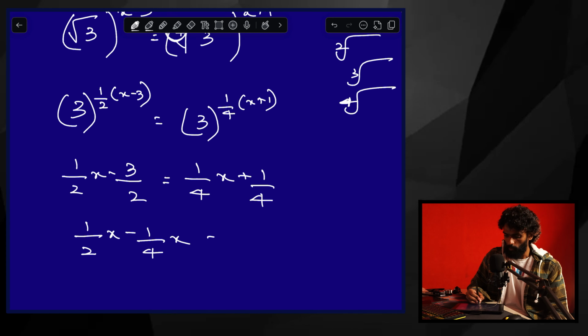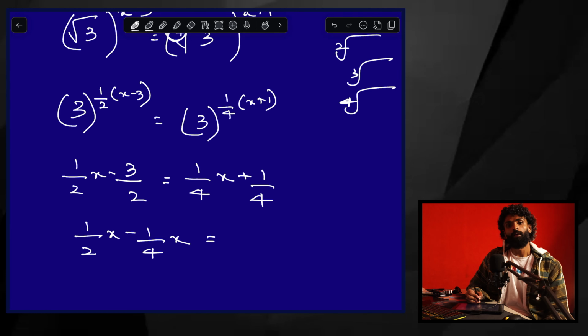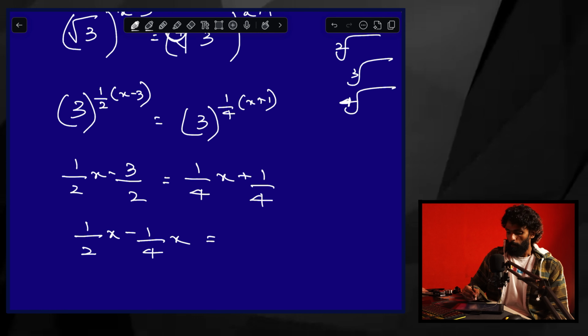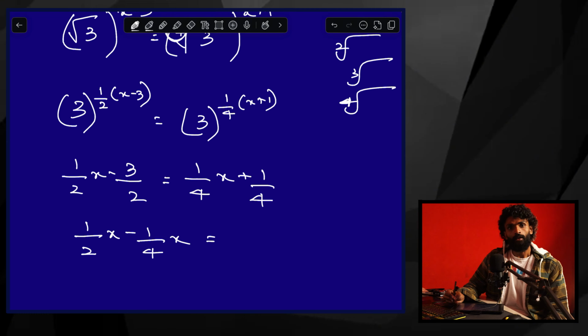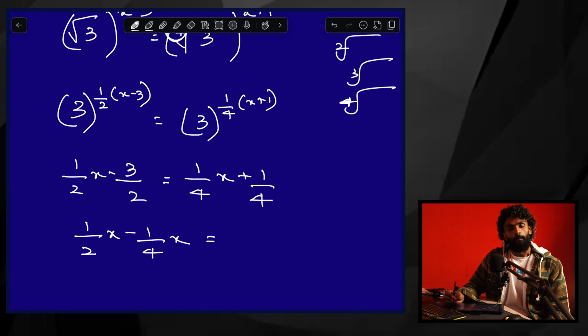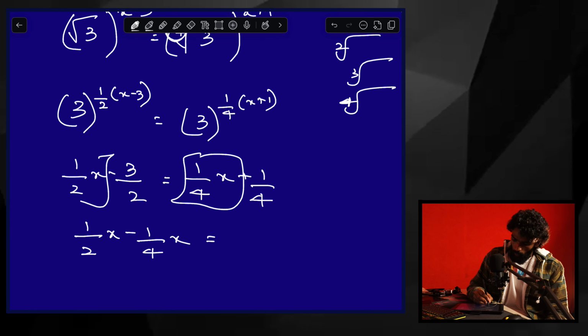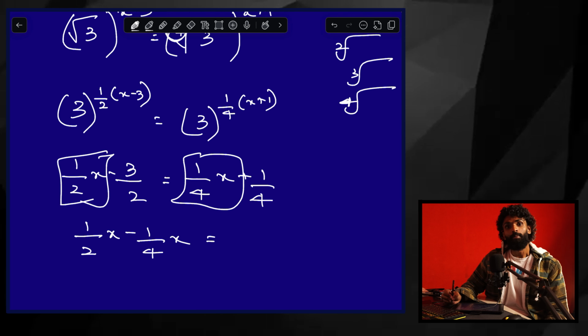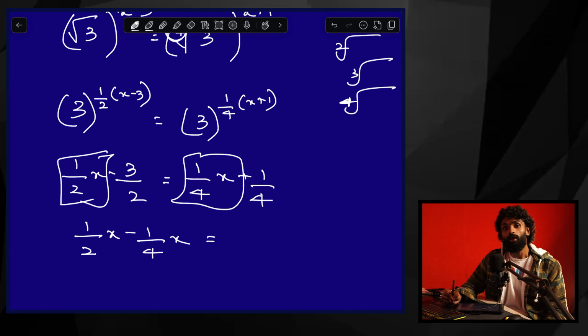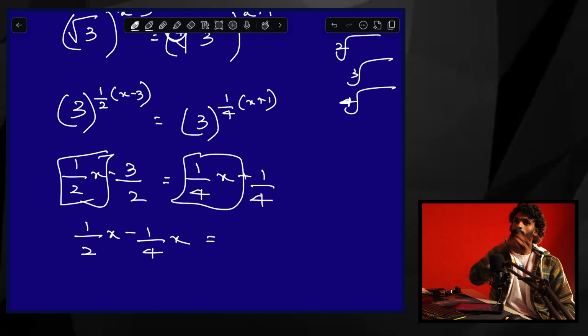Now please don't get confused. Why are we getting the 1 by 4 to the left hand side? Because bigger the number in the numerator, bigger the value. Bigger the number in the denominator, smaller the value. So if you compare both the letters here, 1 by 2x, 1 by 4x, bigger the number in the denominator, smaller the value. Therefore, I am shifting the smaller thing to the left side.